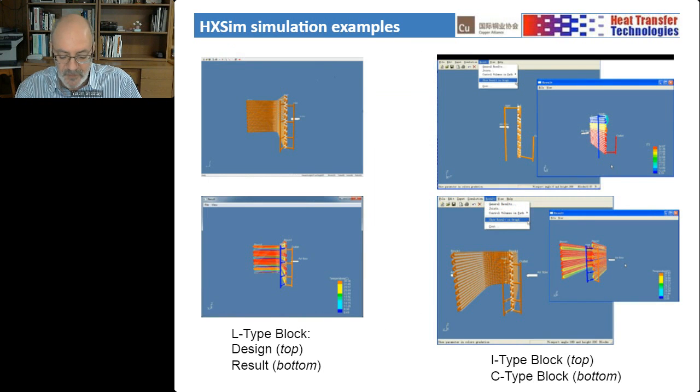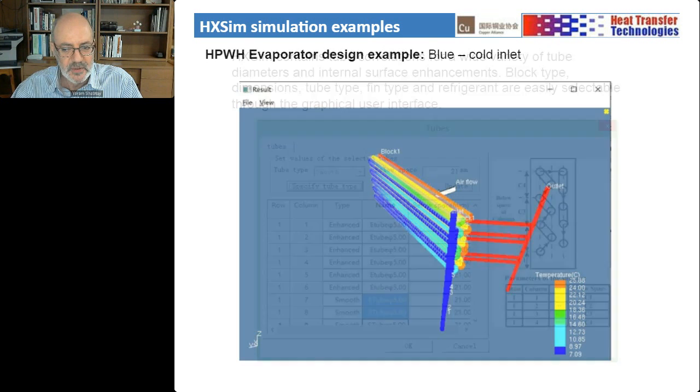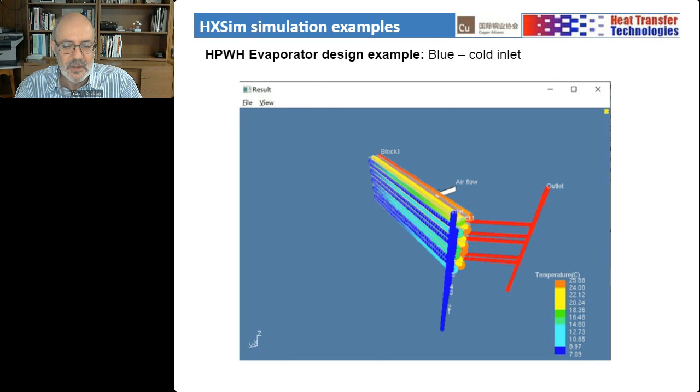A little bit about the graphical user interface. You can see some examples here. On the top left, there's the L-shape you saw before. Underneath it, on the bottom left, is a color depiction of the different temperatures. On the right is a simple slab, and on the bottom right is a C-type block. The user interface includes selection of tubes, selection of fins, selection of tube arrangement, flow path, inlets, outlets, too numerous to cover here, and many different options. And this picture shows another heat pump water heater evaporator temperature gradient with the blue as an inlet turning to yellow and exiting as red, which is the hottest.